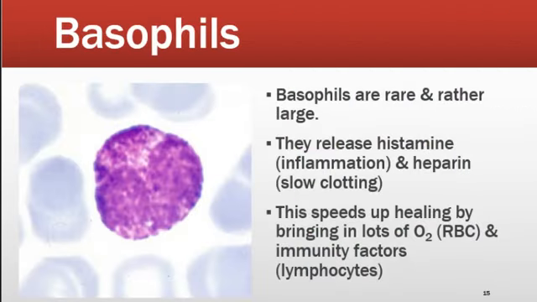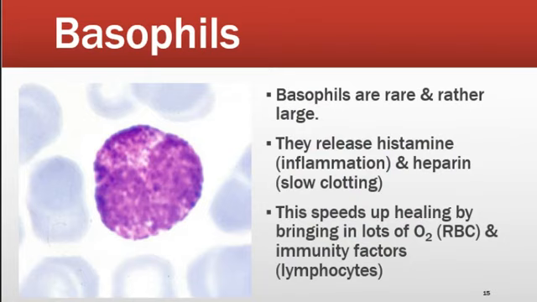Our basophil is another granulocyte. They're fairly rare and pretty large. The little granules in there contain histamine. Histamine is the stuff that causes inflammation, namely in your eyes and nasal passages, like mine today, making me want to sneeze. It's a chemical that does that.